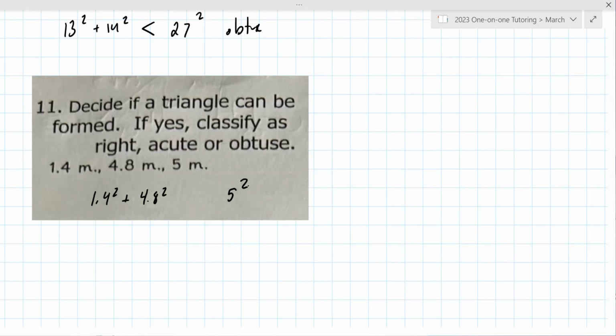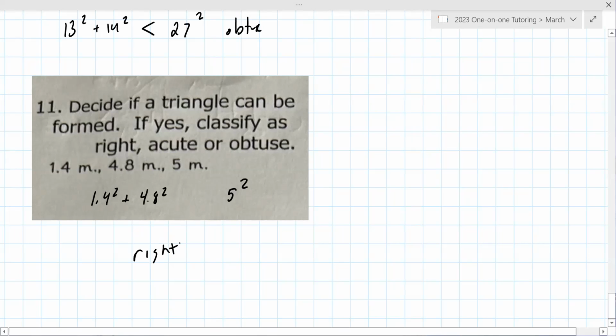It's a right triangle. Okay. Because these are perfectly equal to this. I'm actually shocked by that, but I will take your word for it. So this one is a right triangle. You can't do it by just looking at it, which is what I tried to do. I said, oh, that looks to be, I actually thought it was acute with just kind of looking at it. So don't do that.